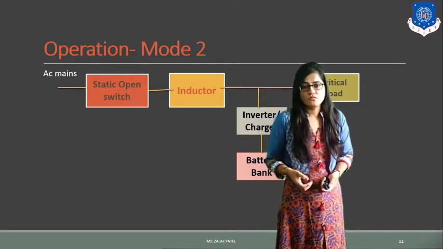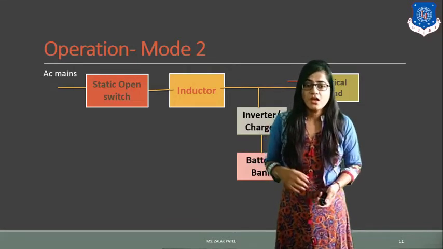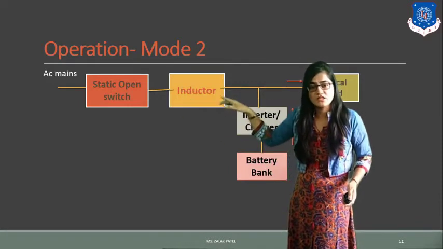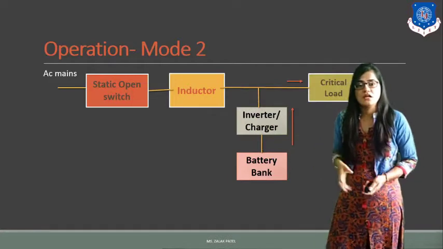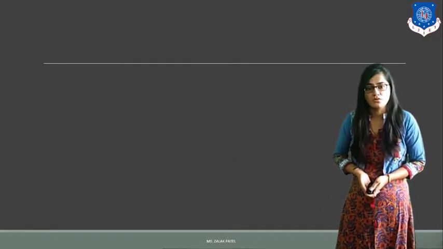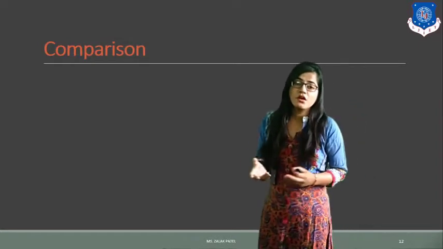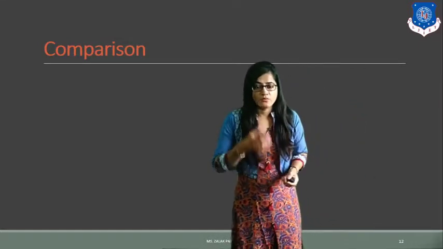Here the arrow should be again in the same way, but here the flow will not be through the open switch, it will be through the inductor to the critical load. So these are the two modes of operation for the line interactive type of UPS.